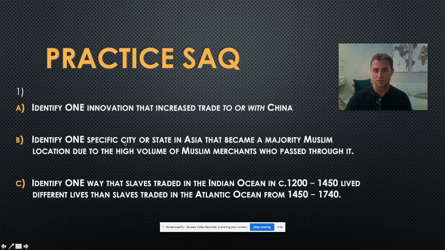B, identify one specific city or state in Asia that became a majority Muslim location due to the high volume of Muslim merchants who passed through it. So there's a couple of locations in this time period that, because of all of the Muslim merchants that passed through it or around it, the area became gradually a Muslim location. Give me an example of that. And then C, very specific down at the bottom, one way that slaves traded in the Indian Ocean in this time period lived different lives than the slaves traded in the Atlantic Ocean in our next time period.